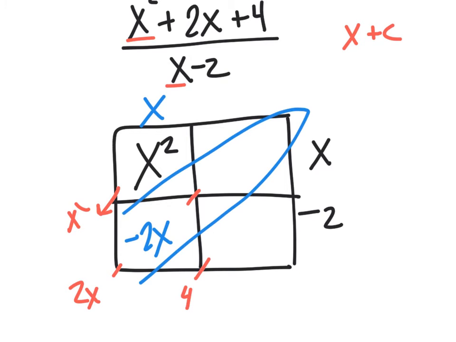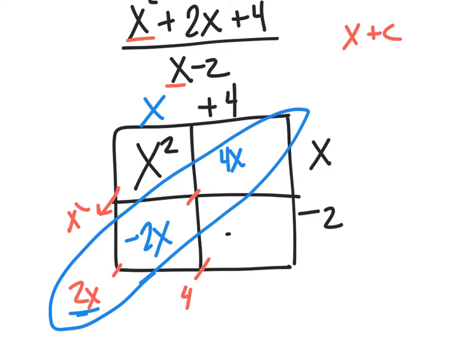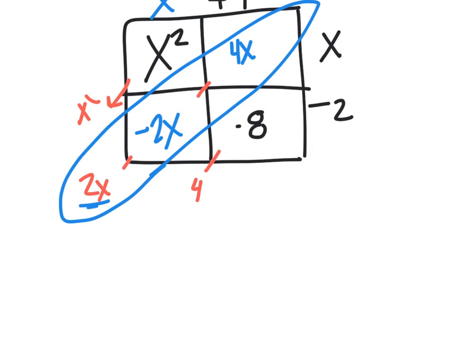Okay, so now I work this diagonal and say, okay, this diagonal has to total 2x. I currently have a negative 2x. I'll need a positive 4x. And then x times what is 4x? Well, that's just a positive 4, which will give me down here a negative 8. Okay, so now I have to get that remainder. I'm just going to say it's what I want minus what I got there, a negative 8, so I get a remainder of 12.